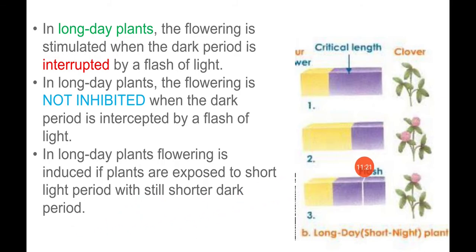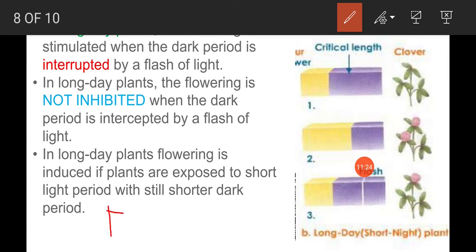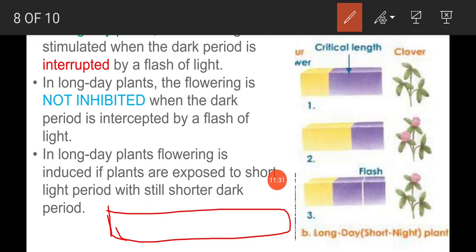Are you understand what happens here? This is long day plants. They are exposed first to short light periods. This is short light period. Then they are exposed to still shorter dark periods. This is dark period. Then light period. Next short dark phase. Next light phase. Next short dark phase. In this situation also these long day plants produce flowers.